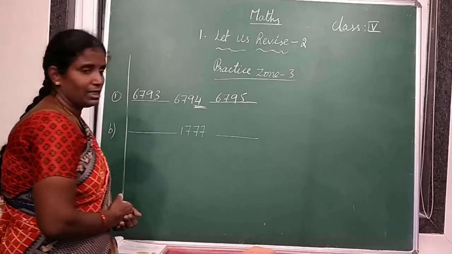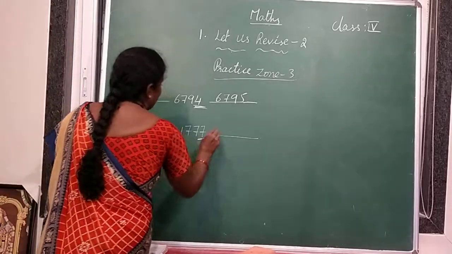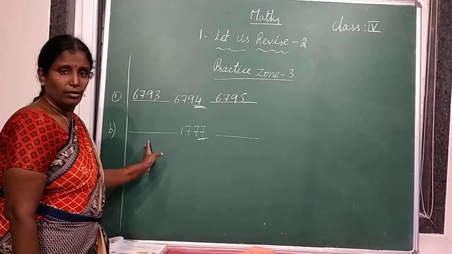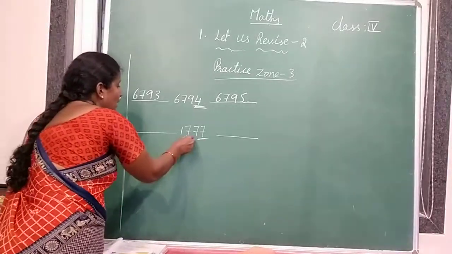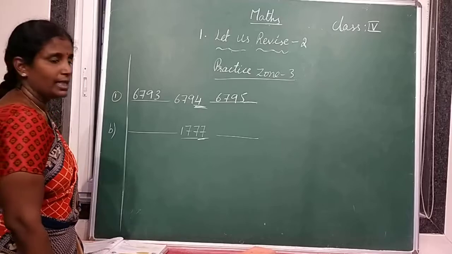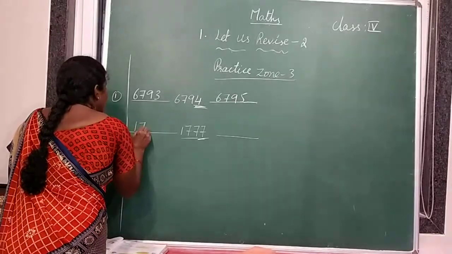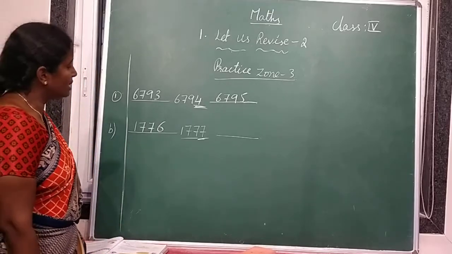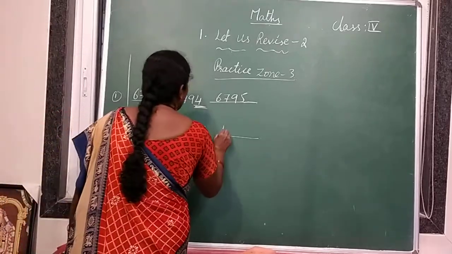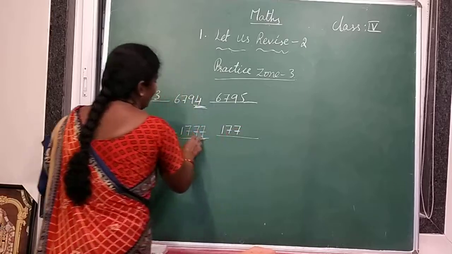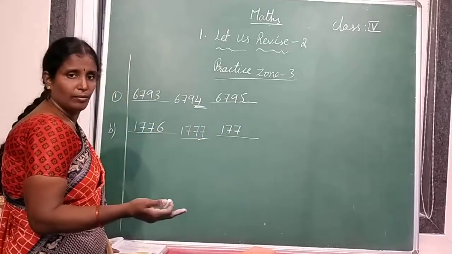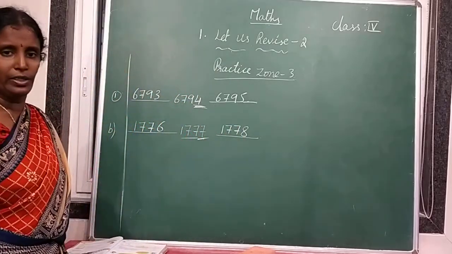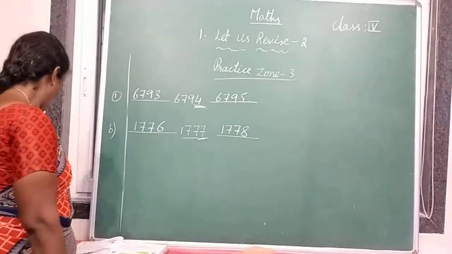What is in the ones place? 7. So what is the before number of 7? 6. What about the remaining 3 digits? Same. So 1776 is the predecessor and the successor is 1777. After 7 is 8. So 1778. Understood? And go for the third one.